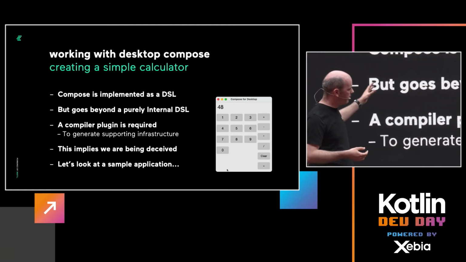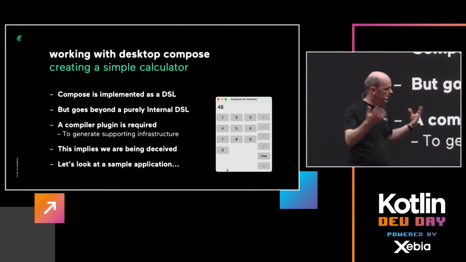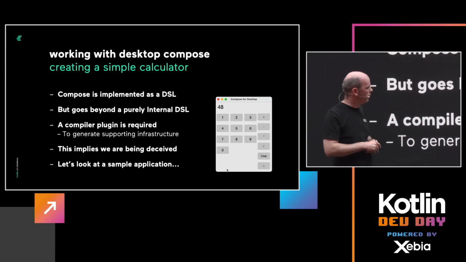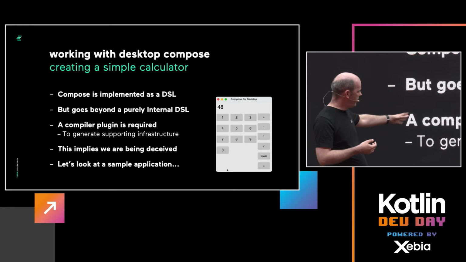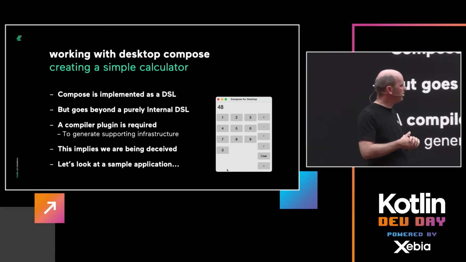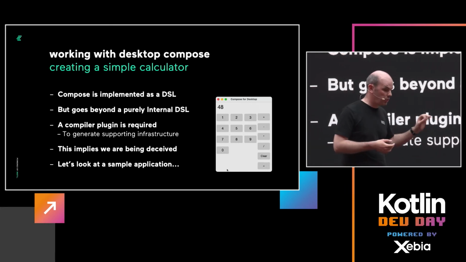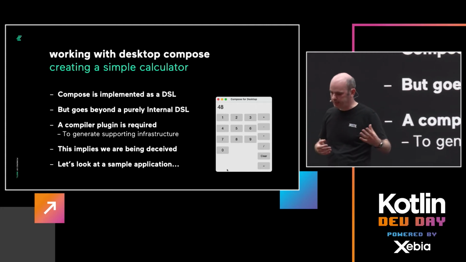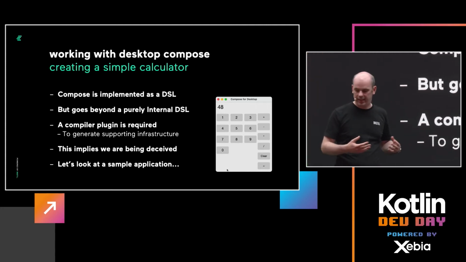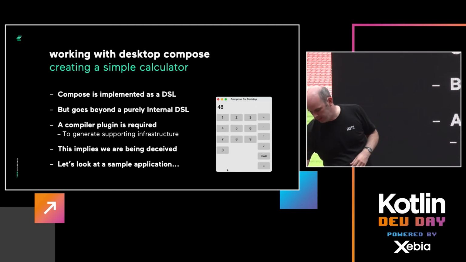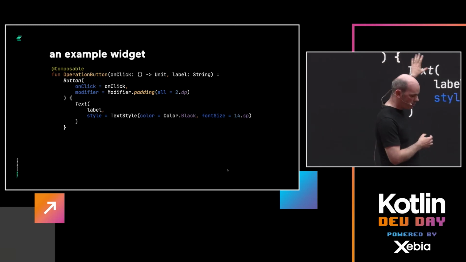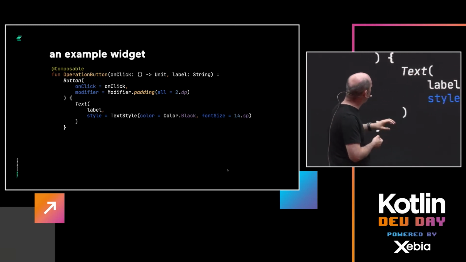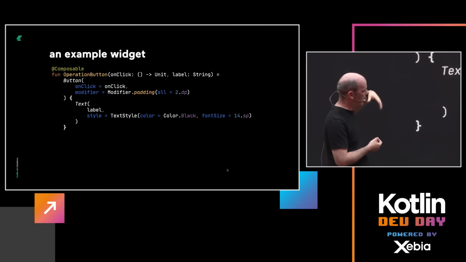So Compose is implemented as a DSL, so we can write nice declarative nested lambda functions for building up our applications in a useful syntax. It requires a compiler plugin, which suggests that there's some sort of magic happening, and reveals that it's not purely an internal DSL, that it is doing something else, taking steps to make our development experience easier. Let's take a look. Here is one of the buttons from our calculator. And it's an operation button, so it handles add and subtract and multiply and divide.